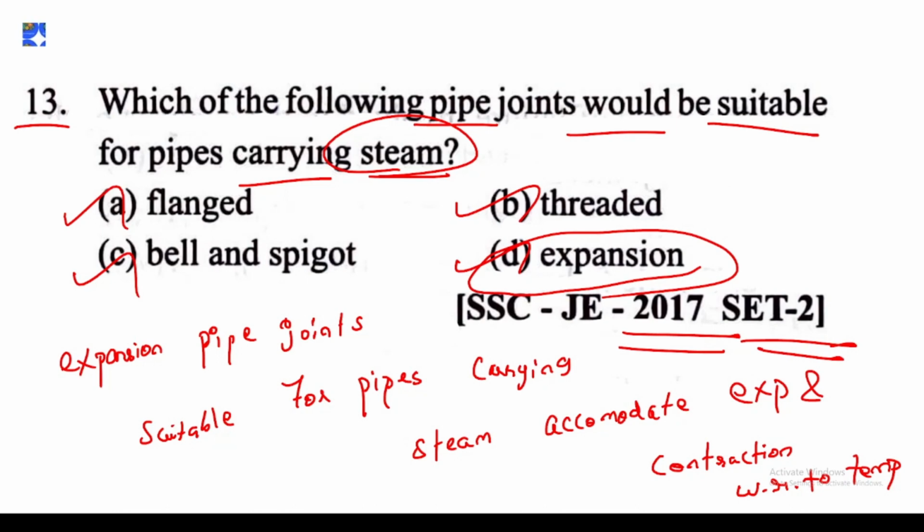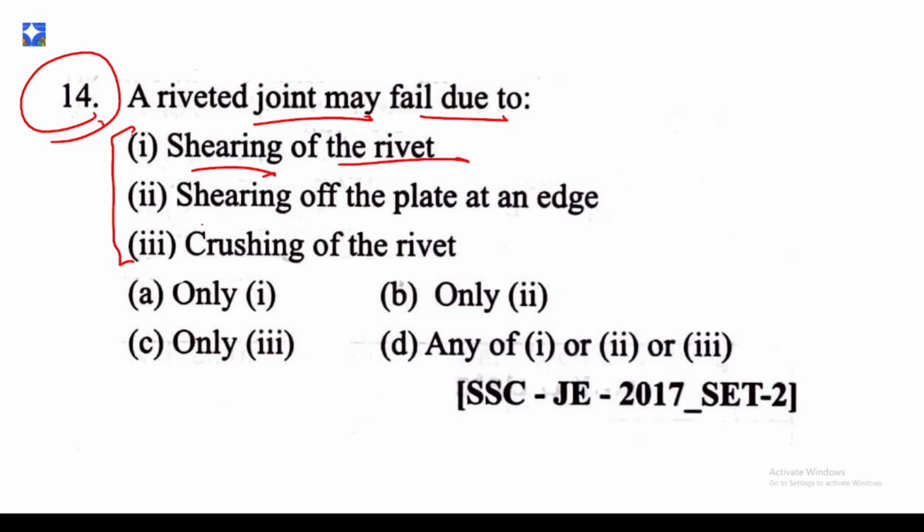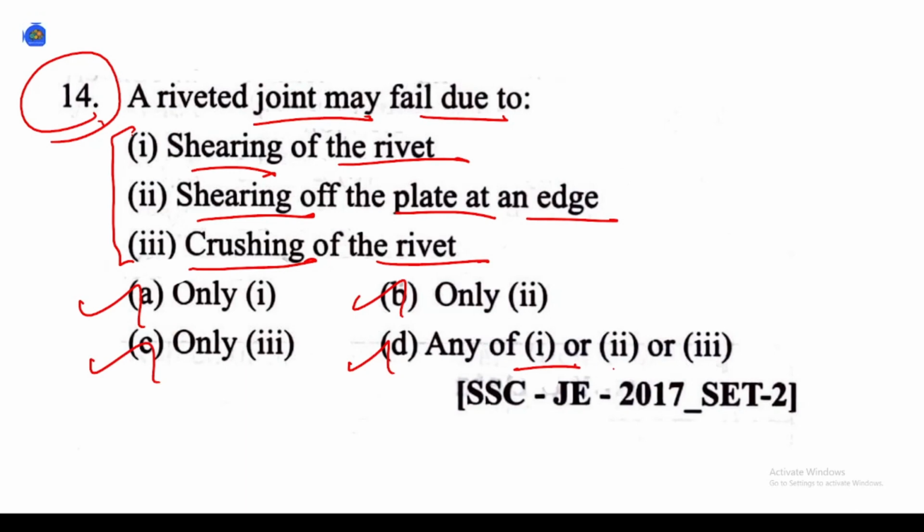So let's move on to the next question. Till now, if you have watched this video, you might be able to answer this question very easily. A riveted joint may fail due to, you have been given these three statements and four options. The first statement is shearing of rivet. Statement 2 is shearing of the plate at an edge. Statement 3 is crushing of rivet. Option A, only one is correct. Option B, second statement is correct. Option C, third statement is correct. Option D, any of the three statements, 1, 2 or 3.